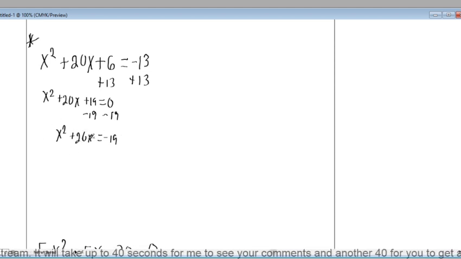And the way we do that is we take this number right here, 20, take half of it and then square that. So half of 20 is 10. 10 squared is 100. We will add that to both sides.